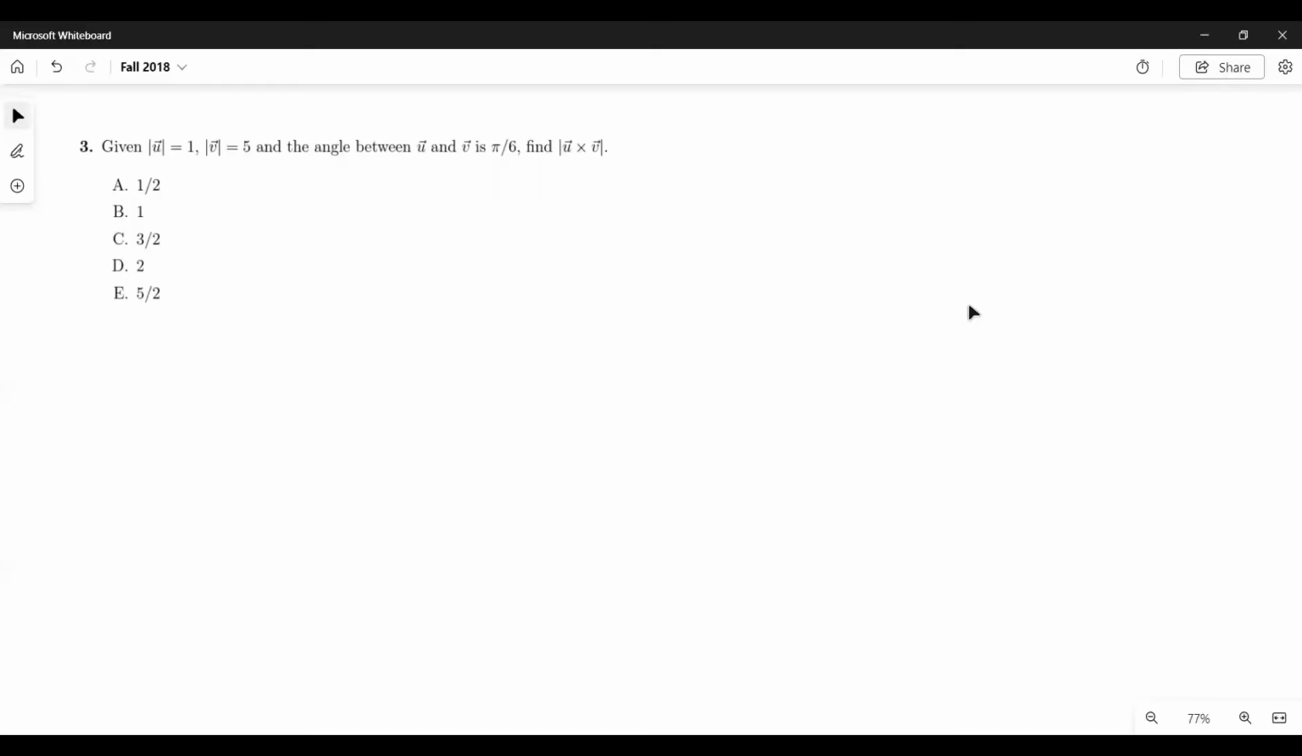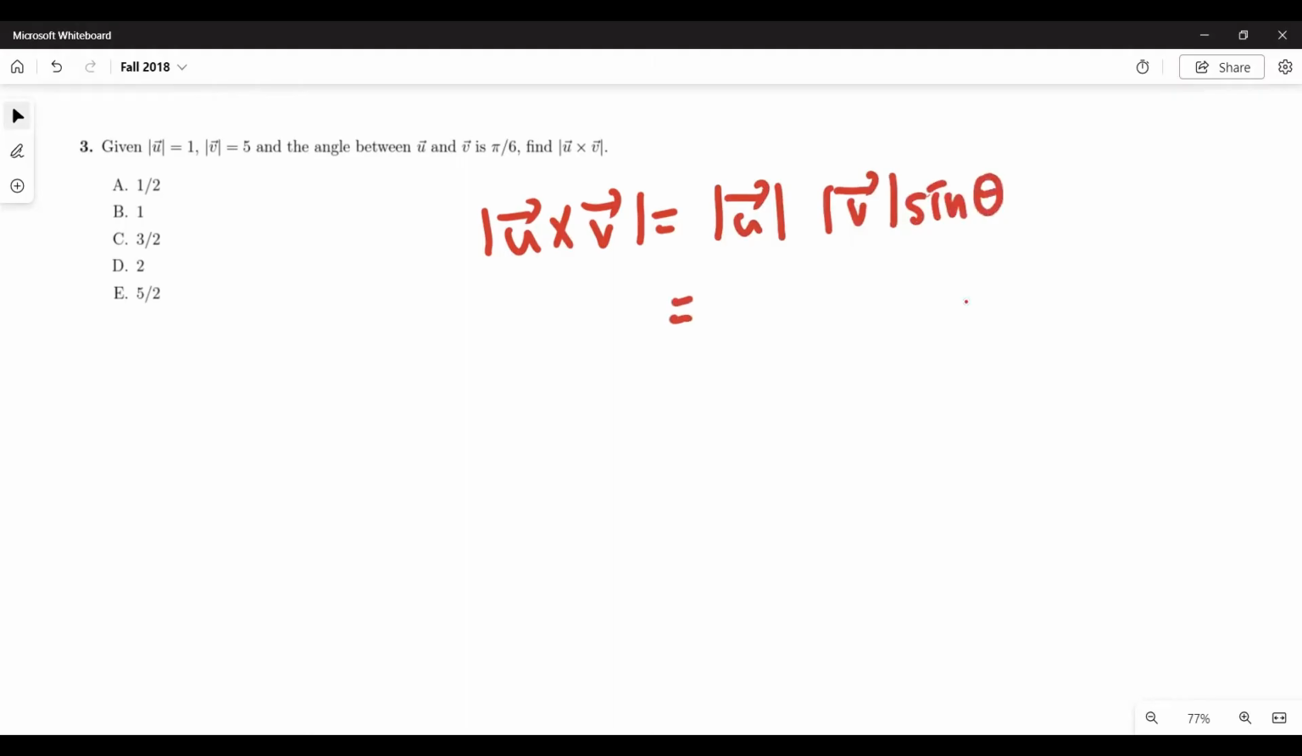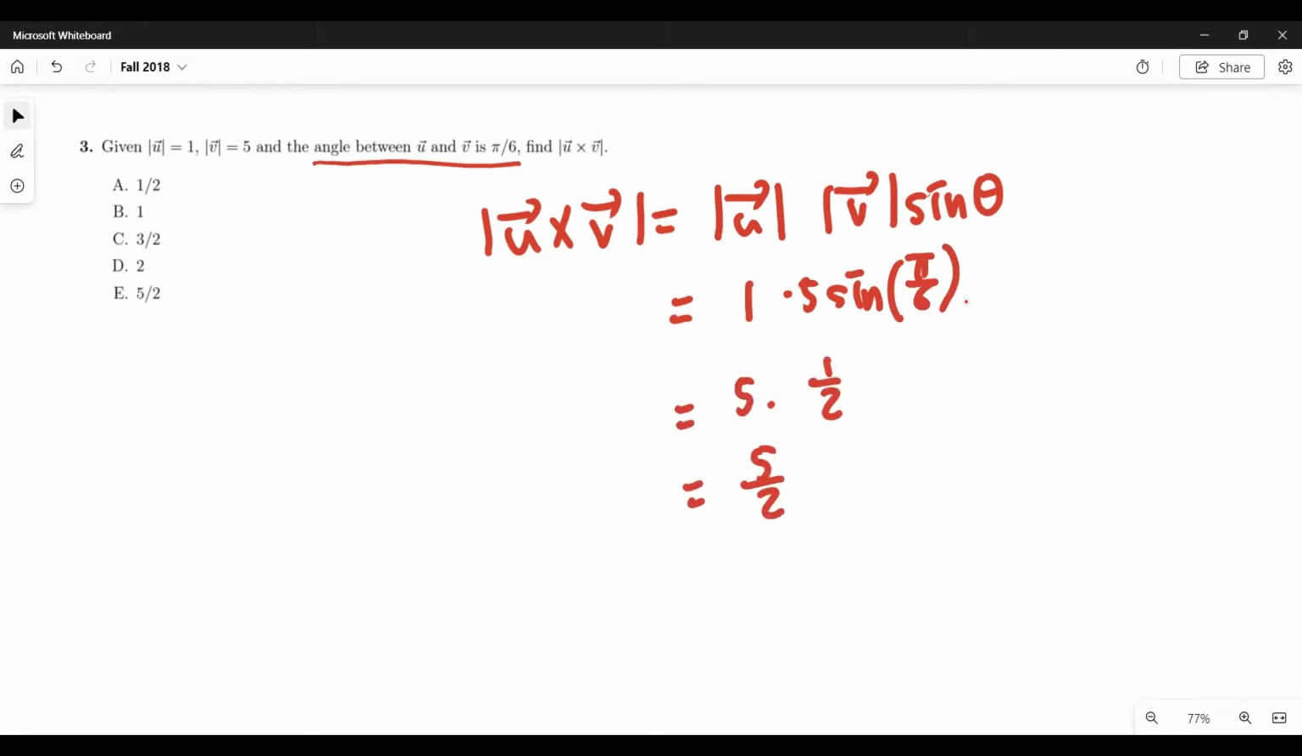Okay, so this question asks for the magnitude of u cross v. The magnitude of u cross v is the same as the magnitude of u, the magnitude of v, and then sine theta. We are given the magnitude of u is 1 and the magnitude of v is 5. And we are given that the angle between u and v is pi over 6. So sine of pi over 6 is 1 over 2. This is 5 times 1 over 2, which is just 5 over 2. So the answer is E.